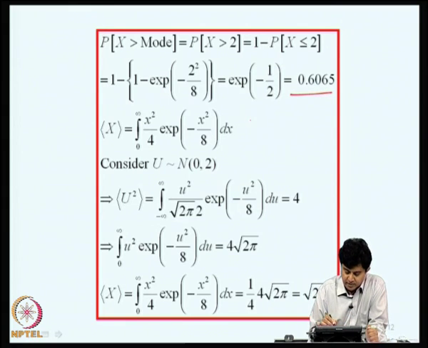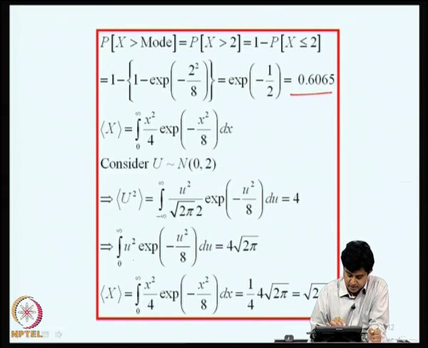Now, the next question is what is the probability that x is greater than the mean. To answer that, we have to first find the mean. The mean of x is the integral from 0 to infinity of x squared by 4 exponential minus x squared by 8 dx. Now, how do we evaluate this? We can consider a random variable u which has 0 mean and standard deviation 2, and we know that the integral from minus infinity to infinity of u squared divided by square root of 2 pi times 2, exponential minus u squared by 8, du is 4.